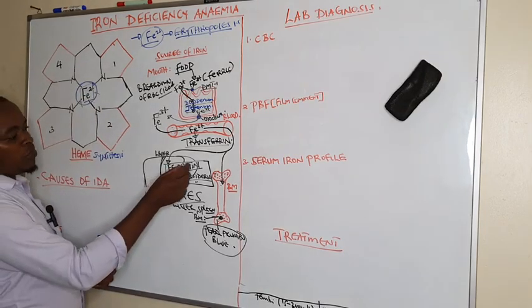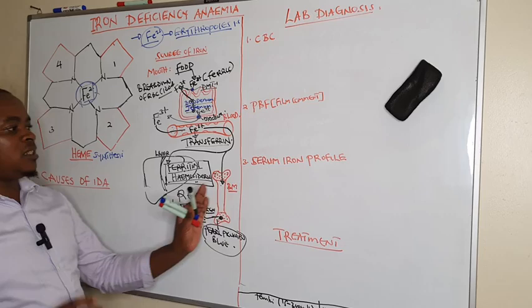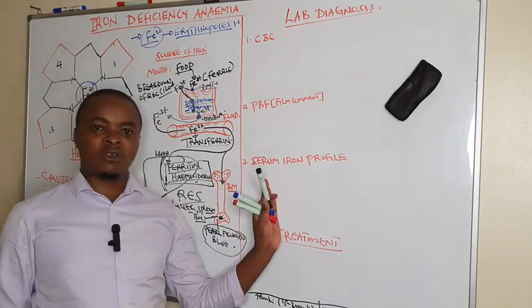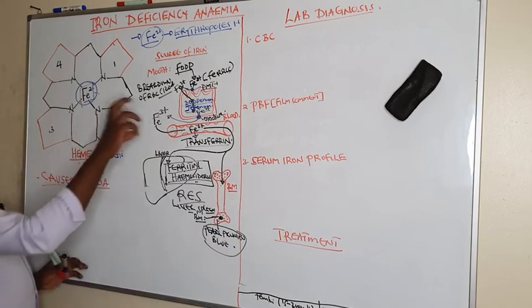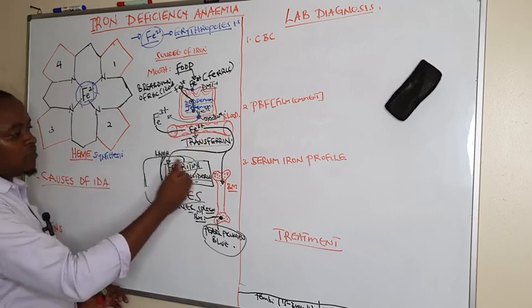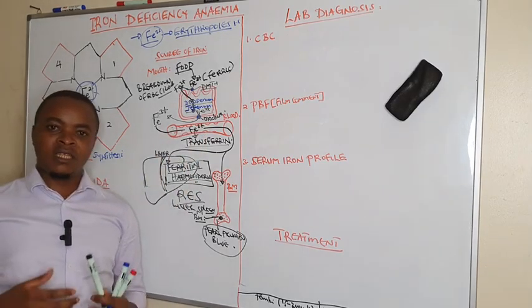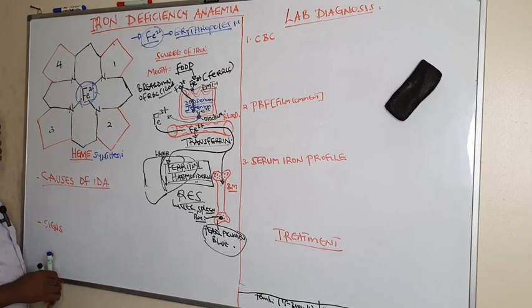But a small portion of ferritin is also found in plasma. That's why we shall assay what we call serum ferritin. And we shall tell you that sometimes ferritin can be affected, as it is an acute phase protein, and we shall see how it is affected by certain conditions.